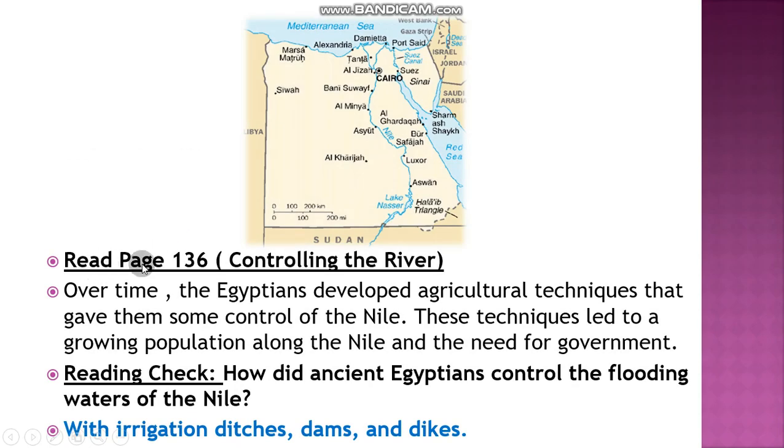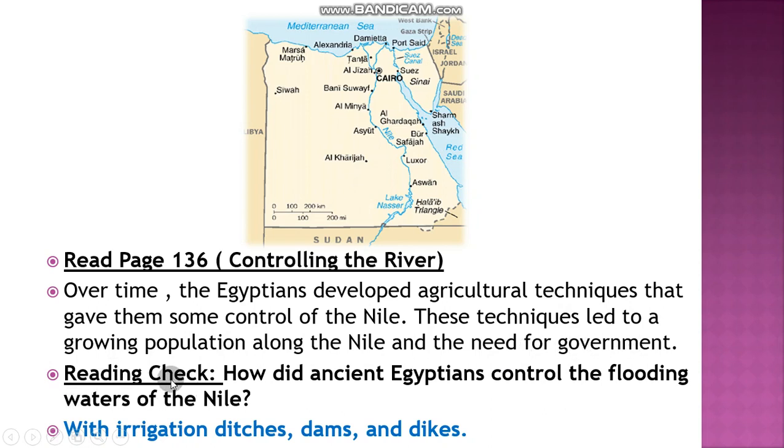and after you've read page 136, which is talking mainly about controlling the river, here's a summary of it. Over time, the Egyptians developed agriculture techniques that gave them some control of the Nile. These techniques led to a growing population along the Nile and the need for government.